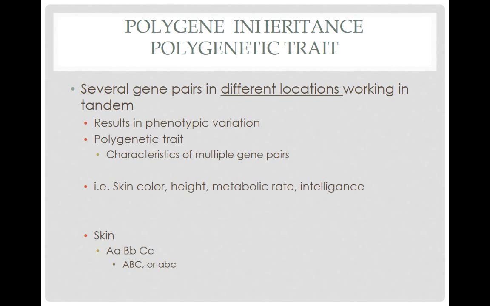It's the characteristics of multiple gene pairs. So an example would be skin color, height, metabolic rate, intelligence. These are all coming from different areas of our genes that are put together to create a very specific phenotype variation. So look down here as an example. Your skin might take all three of these different gene locations right here and create either this ABC, capital letters, or ABC, and that's going to be a difference in your skin color as an example. Again, they're pulling from different gene locus areas to express this.